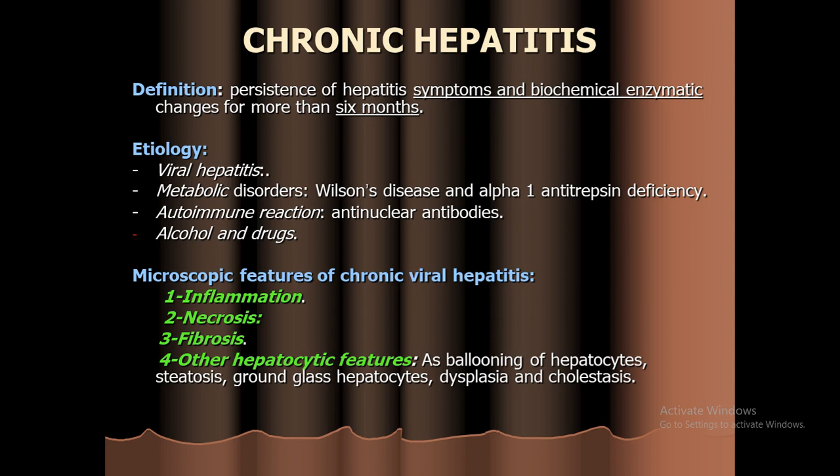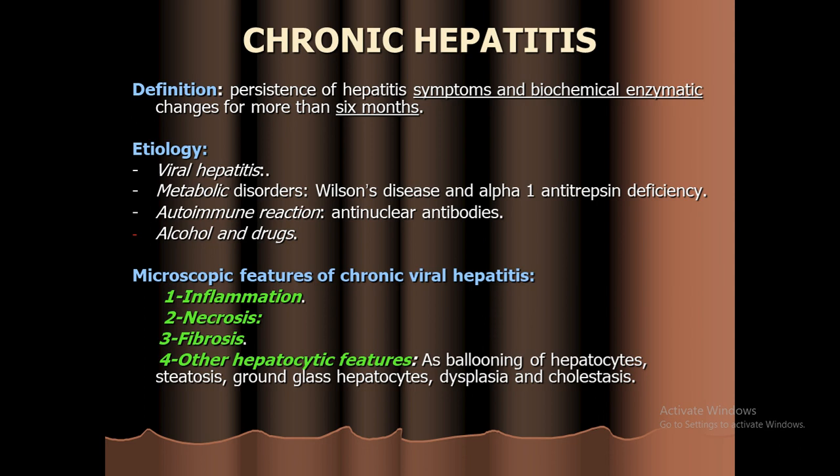For example, Wilson disease, there is abnormal metabolism of copper. Alpha-1 antitrypsin deficiency, it's a very important enzyme, sometimes deficient genetically and presented with problems in the liver. So it may be due to metabolic disease, autoimmune disease, alcoholism, sometimes drugs. But the most common cause here in Egypt is viral hepatitis. So chronic hepatitis is not only viral, there are many causes of chronic hepatitis. You should know this.